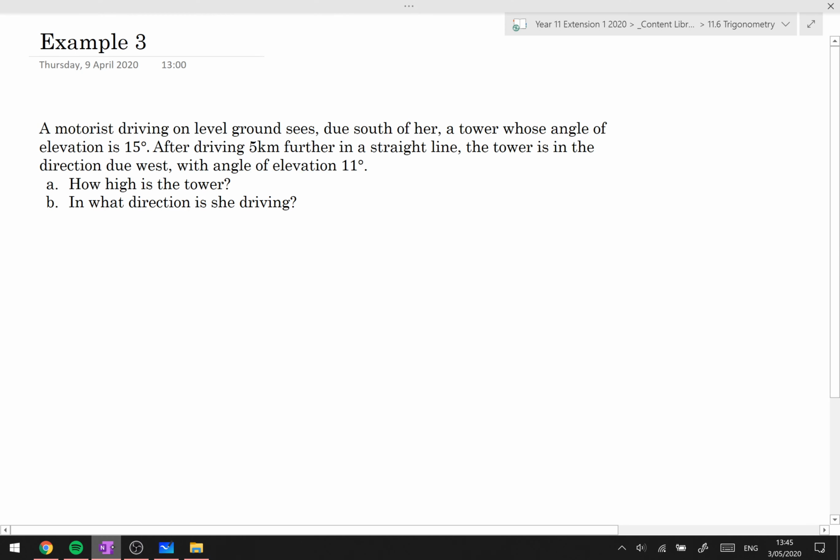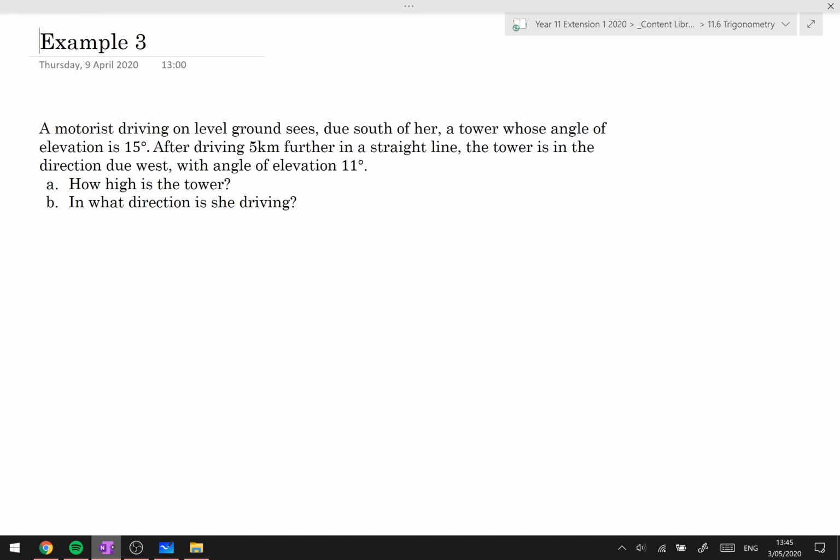So let's talk about this example, and I'll show you how it's done. A motorist driving on level ground sees due south of her a tower whose angle of elevation is 15 degrees. After driving 5 kilometers further in a straight line, the tower is in the direction due west with an angle of elevation of 11 degrees.